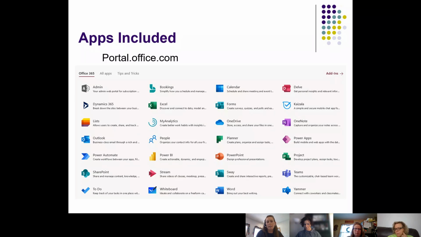So the apps that are included. If you go to portal.office.com, that's going to give you a full list of all the different apps that you currently have access to and that you're paying for. So you can get to them from there, and you can install it from there. And if there's a web version available, you're also able to access it from there.